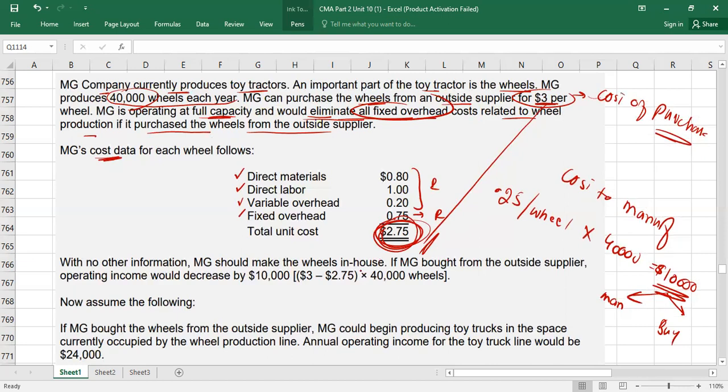So as I told you, let's read it now. If we assume no other information, MG should make the wheels in house because cost to make is less than cost of purchase. So if MG bought from an outside supplier, because cost of making is 2.75 and cost of purchase is 3, if you decide to buy, then you will lose this 0.25 per wheel. And if you multiply with 40,000 wheels, you will lose $10,000. This is what they're saying, that if MG bought from outside supplier, operating income would decrease by $10,000, as I told you here.